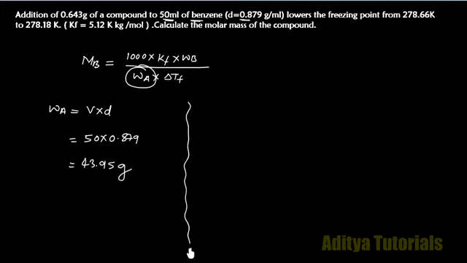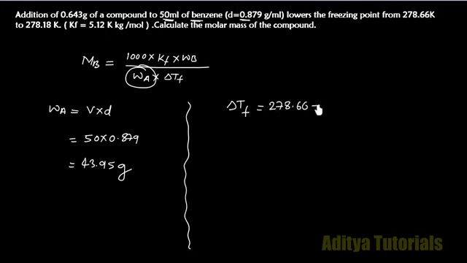Okay, let's move to the next part. Delta TF is quite interesting for us. Many times we think that this is like an elevation in boiling point, but it is not. It is somewhat reverse. In this case we have 278.66, the actual temperature, and when you add a solute, its freezing point changes to 278.18. It is decreased. Therefore the larger value should be written first here.